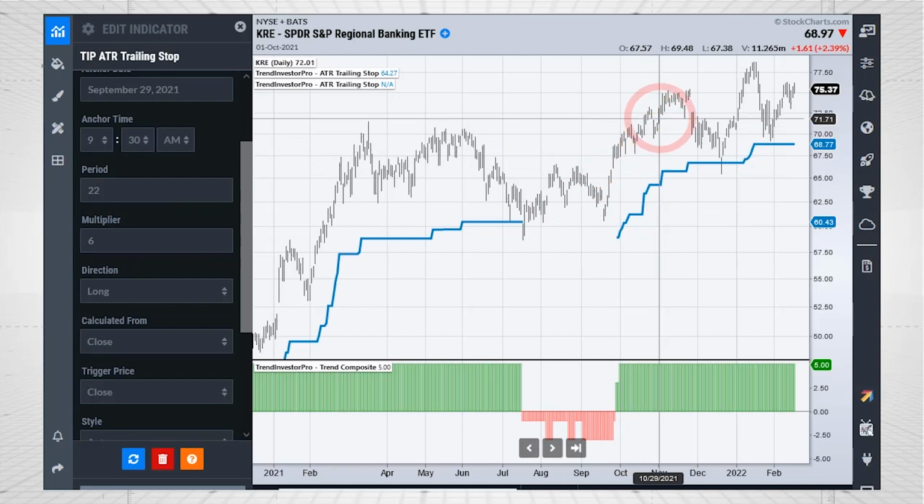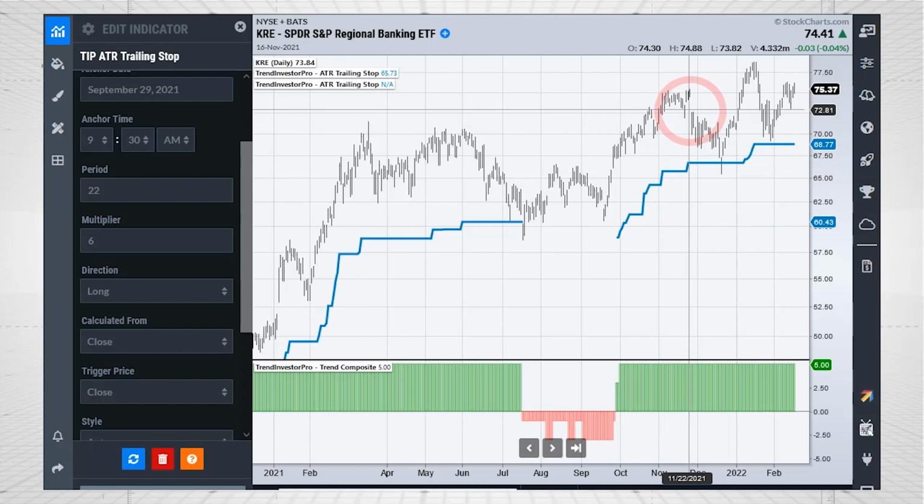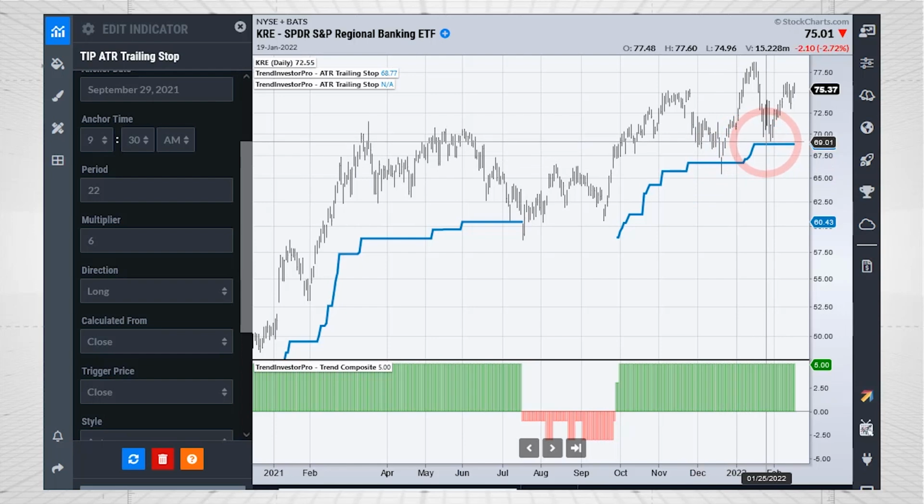So as prices rise here, the ATR Trailing Stop rises. And you can see as prices fall or move flat, the ATR Trailing Stop flattens. And it's based on closing prices. That's why it didn't trigger on this low. And so it's still holding. It's flattened out. It's at 68.77 right now.